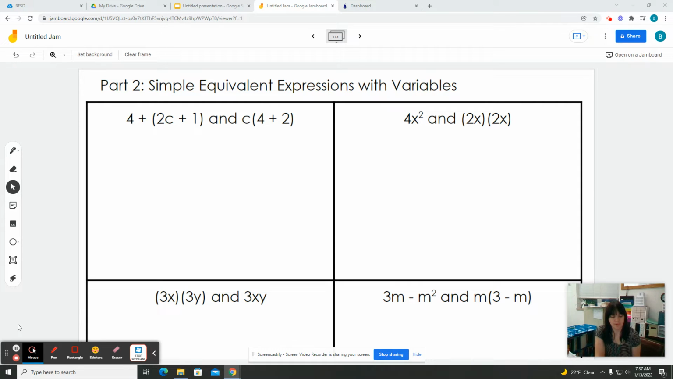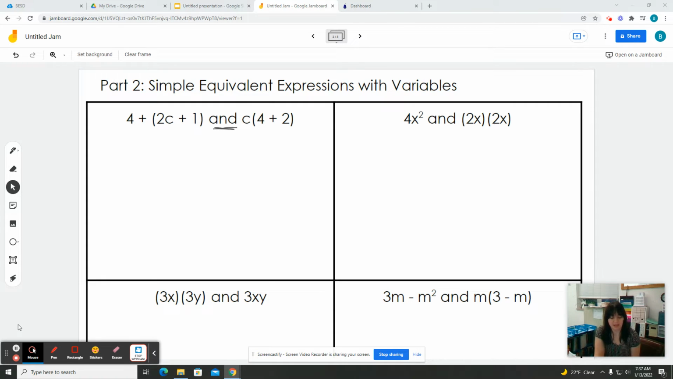So let's do the first one. The first one, we have 4 plus (2c plus 1) and c times (4 plus 2). So this squiggle is kind of another way of writing our equal sign. Now for these, I'm not going to write the equal sign yet because we don't know if they're equal to each other. So we're going to wait on that.